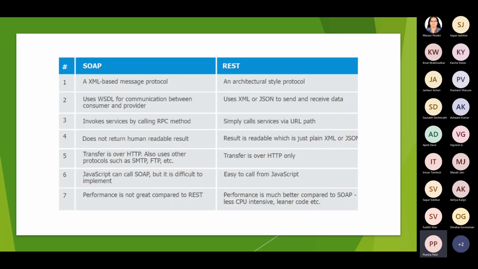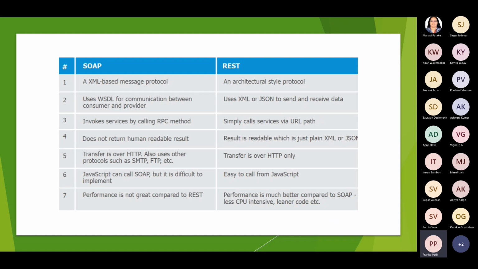Also, this is the difference between SOAP and REST. SOAP is an XML-based message protocol, while REST is an architecture-style protocol. We use WSDL for communication between consumer and provider in SOAP. And in REST, we use XML or JSON to send or receive the data. SOAP APIs invoke services by calling RPC methods, while REST simply calls services via URL path.